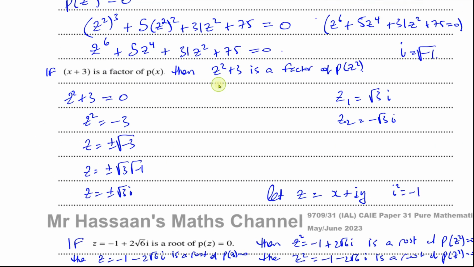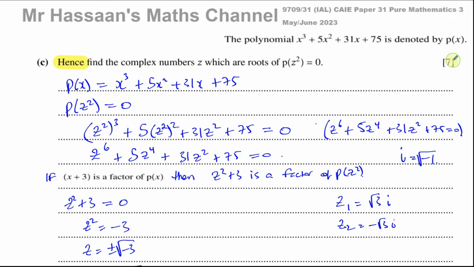Question number 10 from the June 2023 paper 3 variant 1, Pure Mathematics 3, from the Cambridge 9709 syllabus.